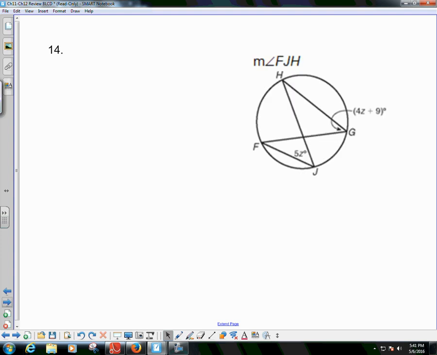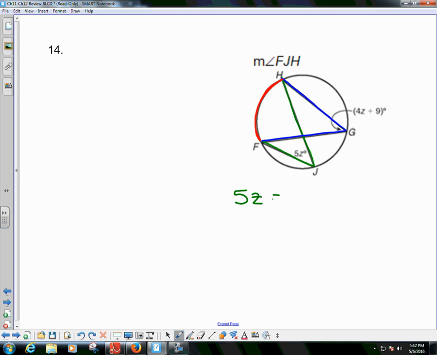Number 14, we are so in the home stretch. Oh my goodness, that says 5z. This is so funny. I did not read this earlier, and I thought that said 52. So I need to find the measure of angle FJH, and FJH is 5z degrees. There's also this angle right here that we're told about. And if you see, both of these angles share the same arc. And if they share the same arc, that means that both of those angles are congruent to each other.